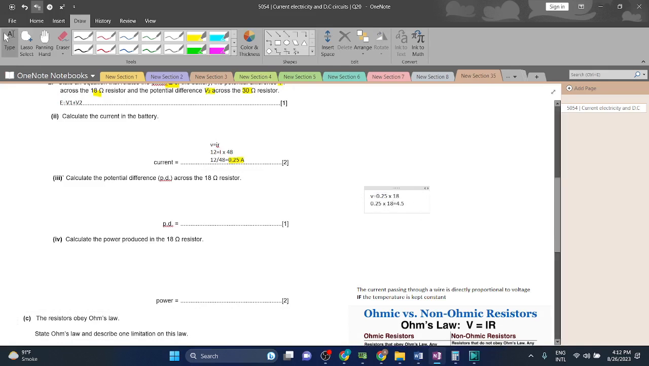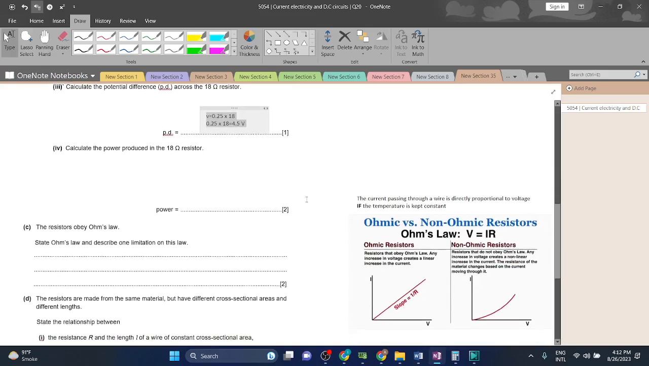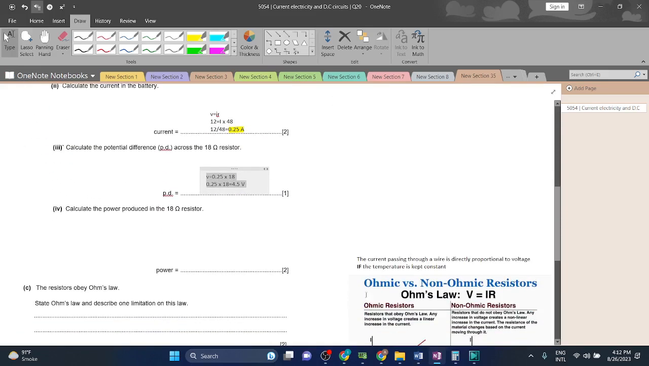इसको हम कैलकुलेट कर लेते हैं. What will we get? 4.5 volts. 4.5 volts will be the potential difference across that specific resistor. अच्छा आगे. Calculate the power produced in the 18 ohm resistor. Power produced in the 18 ohm resistor will be calculated using the formula P is equal to I square, which is current square.